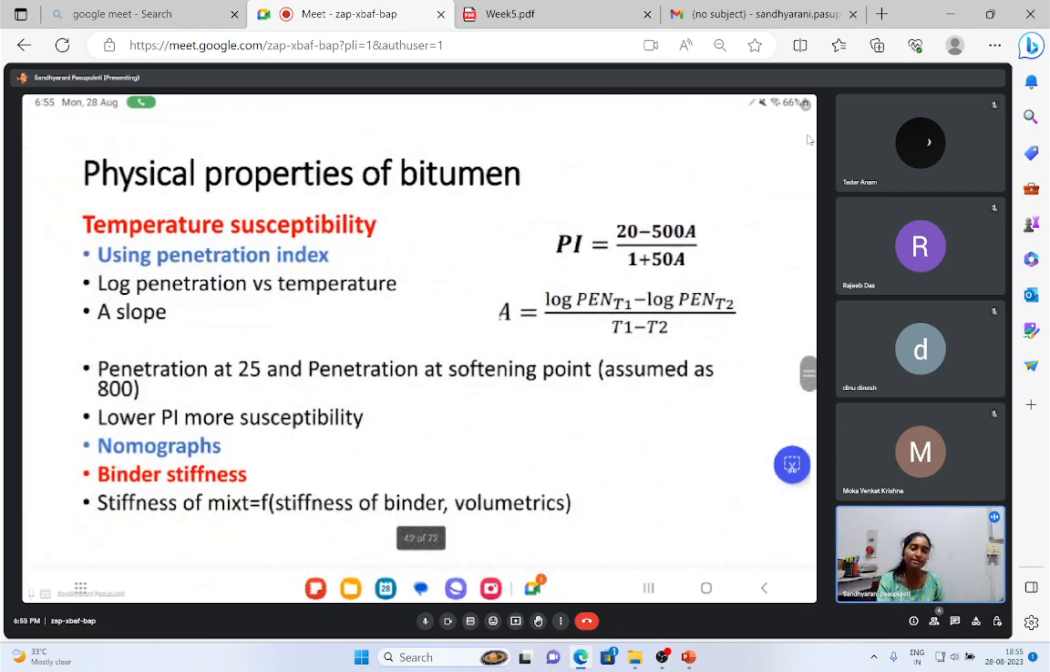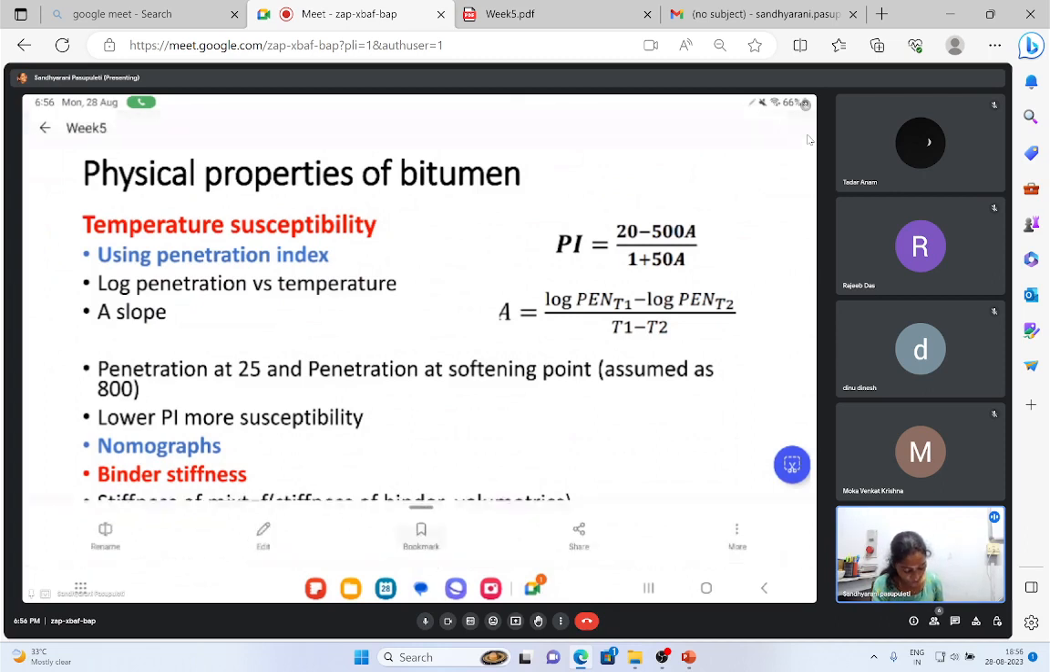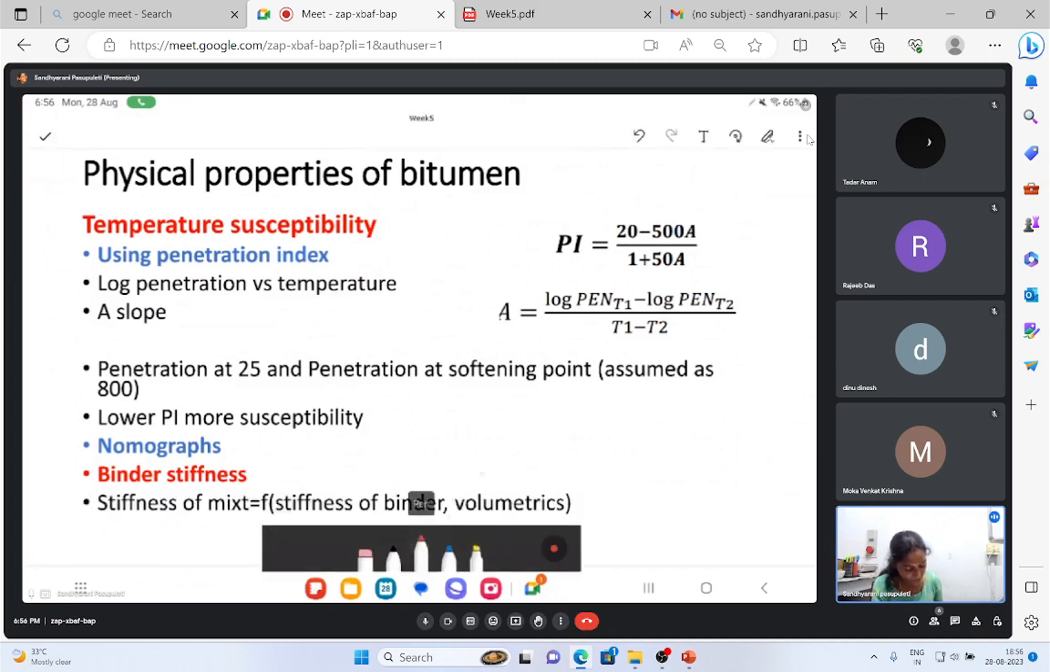Of all these tests, what we are mostly going to understand is the temperature susceptibility of the binder. In addition to that, the load will be applied. Why are we so worried about temperature susceptibility? Because bitumen is a viscoelastic material. That means it is not purely elastic, it is not purely viscous.